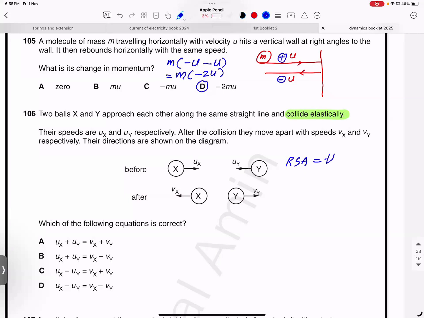So this was opposite direction, ux plus uy. These are also opposite directions, so the relative speed of separation is vx plus vy. Since they are moving in opposite directions and we added the speeds, the relative speed of approach is equal to the relative speed of separation. The answer is A. 107. Understanding?